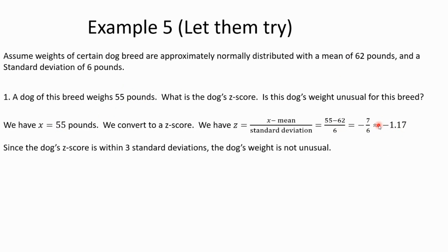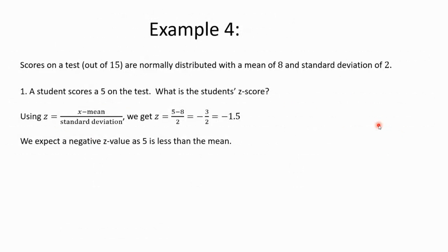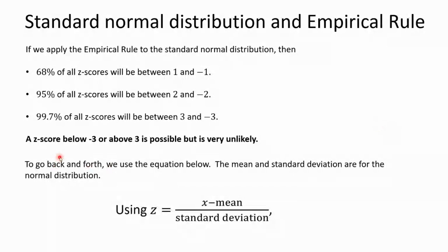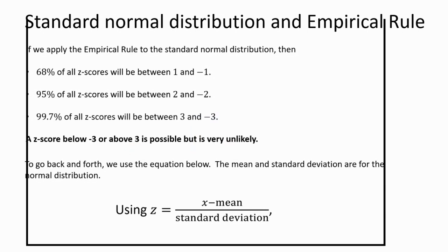In particular, if we went back to the slides here, we know a z-score below negative 3 or above 3, those scores are very unlikely.